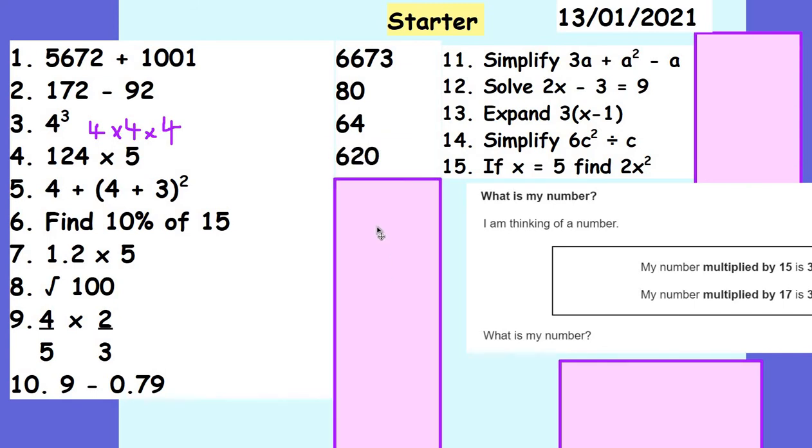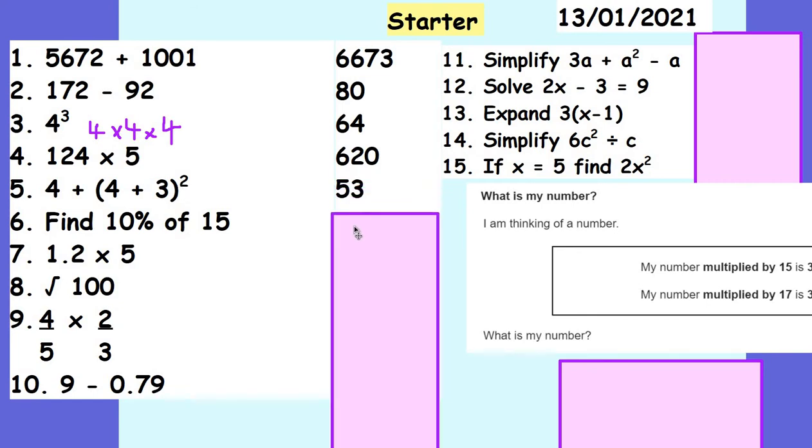124 times 5 gives me 620. Question 5 was using your BIDMAS. You needed to do the bracket first. 4 plus 3 gives you 7. 7 squared gives you 49. And 49 plus 4 gives you 53.